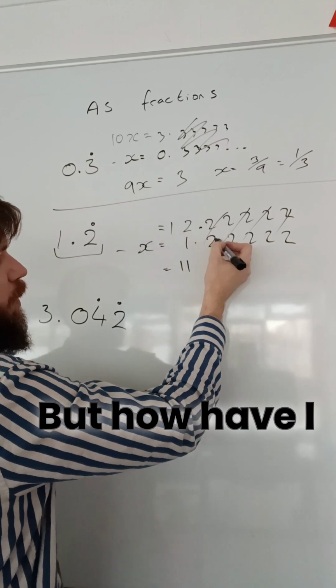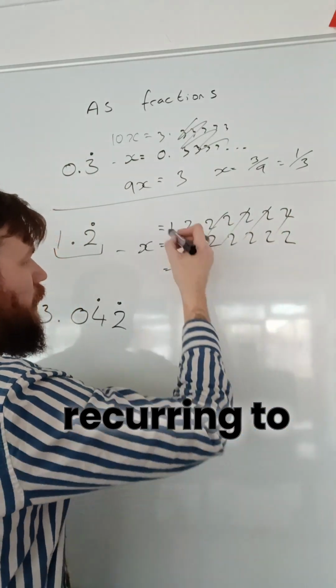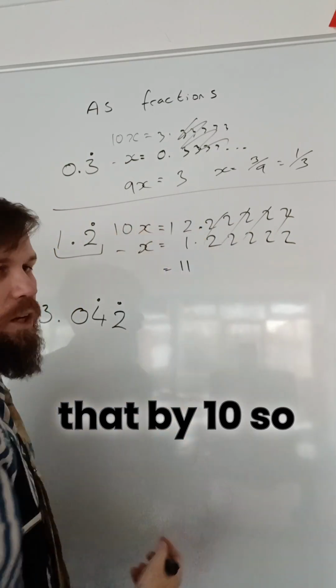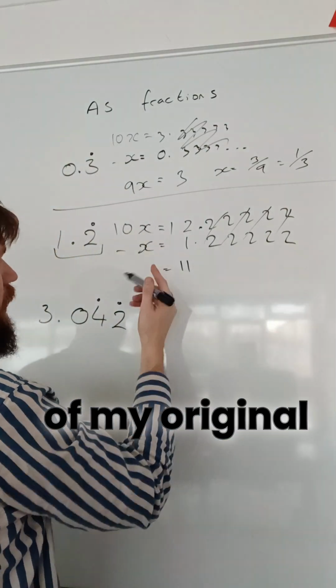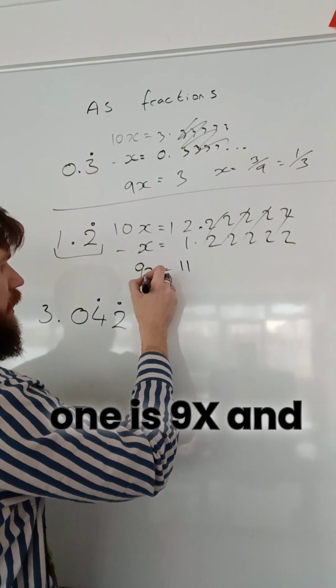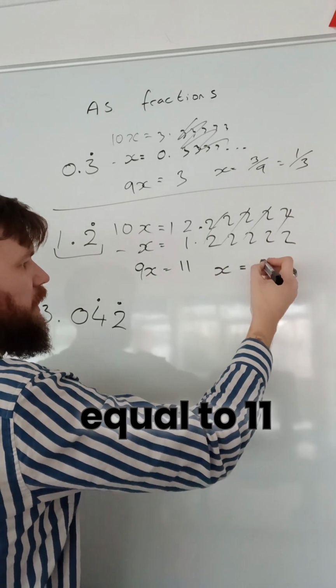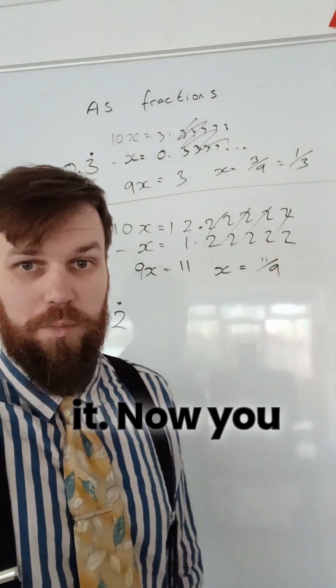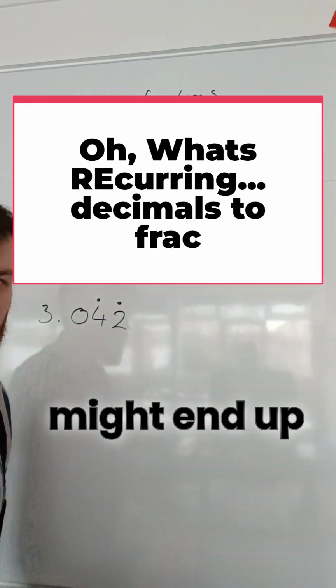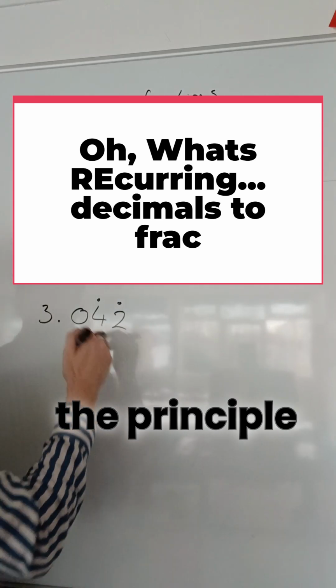But how have I gone from 1.2 recurring to 12.2 recurring? I've times it by 10. So it's 10 lots of my original value. 10 take 1 is 9x. And therefore x is equal to 11 over 9. I can't simplify it.